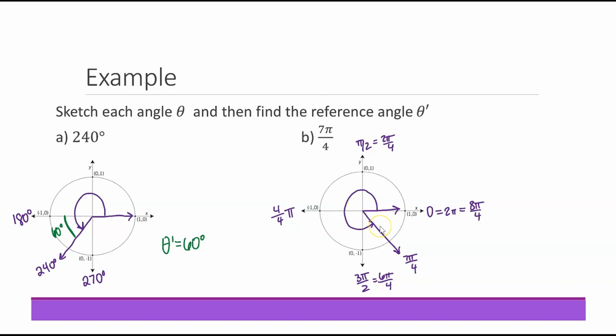And to find the reference angle, I want to know what's the quickest or the shortest way, informally, to get to the x-axis, right? So it's going to be this angle here, and I want to know the measure of this angle. If this is 8 pi over 4 and this is 7 pi over 4, the difference between the two is 1 pi over 4. So we're essentially just subtracting, right? 8 pi over 4 minus 7 pi over 4 makes my theta prime pi over 4. That is my reference angle.